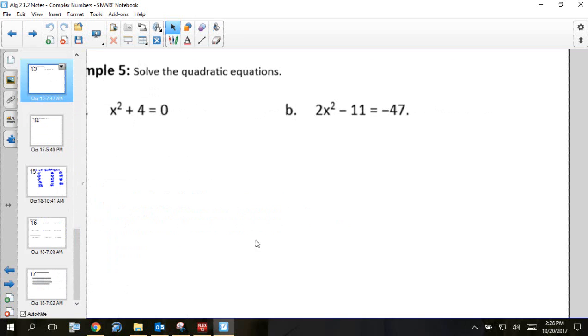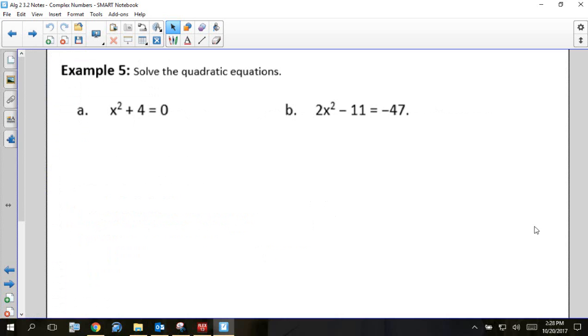So we're going to examples 5 and 6, and we are solving the equation. When I look at this, I see there is an x squared, and there's just a constant. So if I move that constant, that 4, to the other side of the equation, I can do square roots. I can isolate that squared. So how do I move the 4 over?